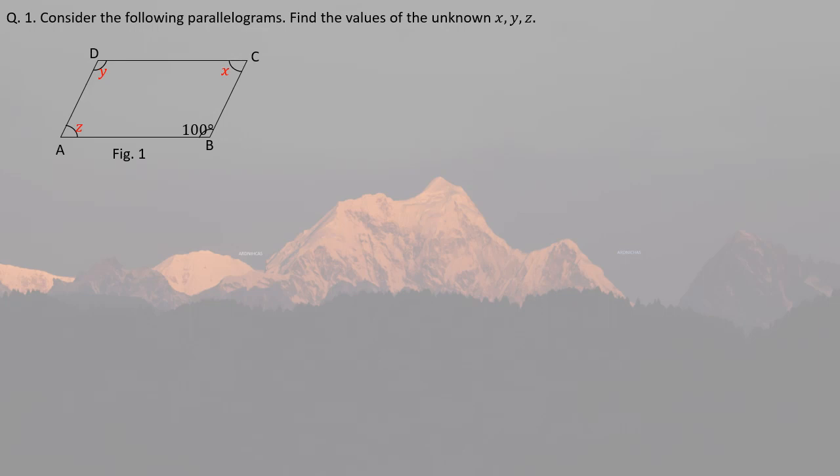Depending on the properties of parallelograms, let's try to solve some questions which will help you to solve other questions as well. The question reads, consider the following parallelograms. Find the value of unknown x, y, and z. Let us look at this figure, ABCD, which is a parallelogram in figure 1, and figure 2 also is a parallelogram where we are supposed to find the value for x, y, and z. Let us consider the first figure first.